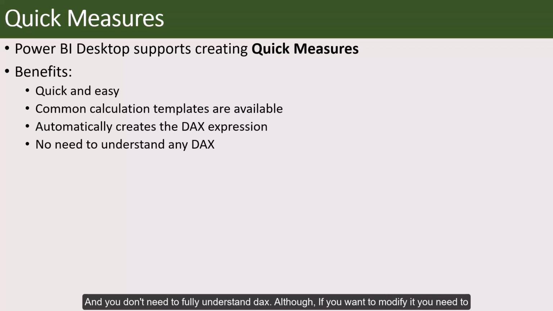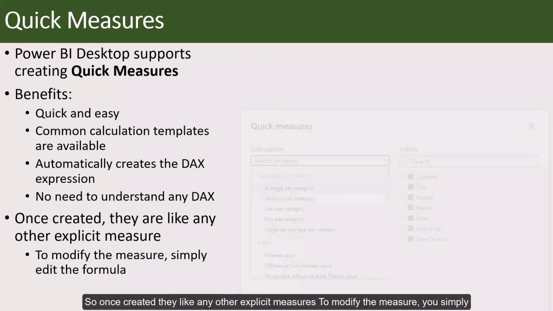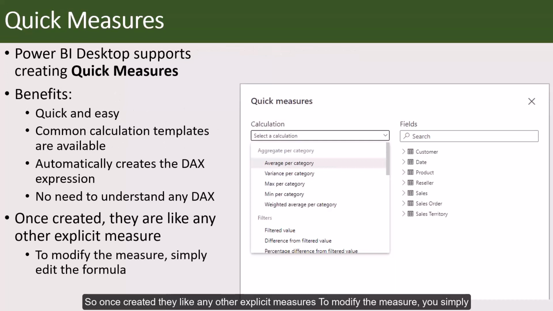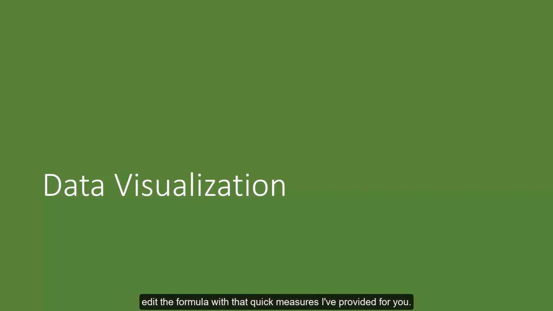And you don't need to fully understand DAX. Although, if you want to modify it, you need to understand DAX very well. If you want to do something that quick measures cannot provide for you, you need to understand DAX very well. Once created, they are like any other explicit measures. To modify the measure, you simply edit the formula that the quick measure has provided for you.